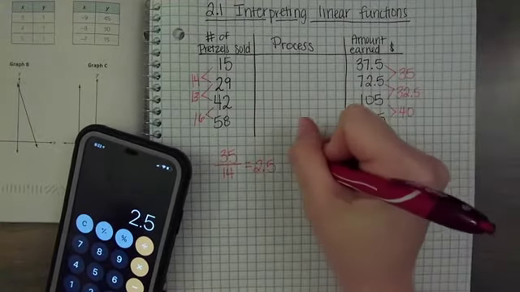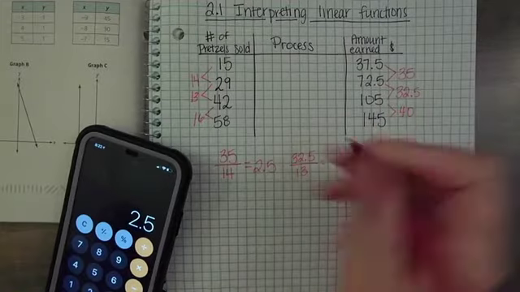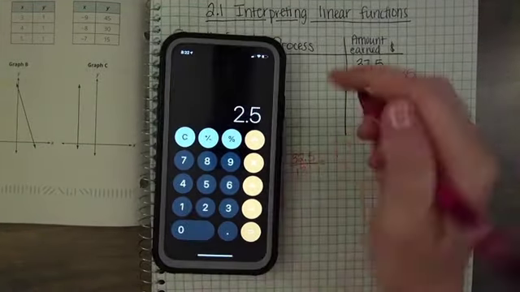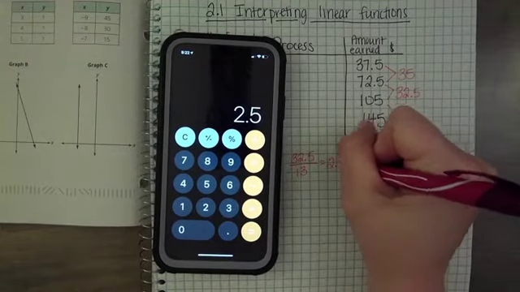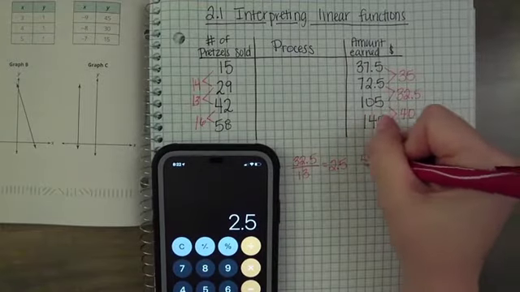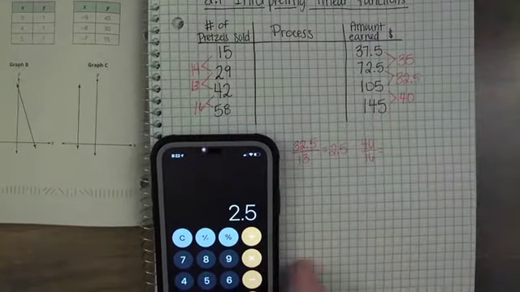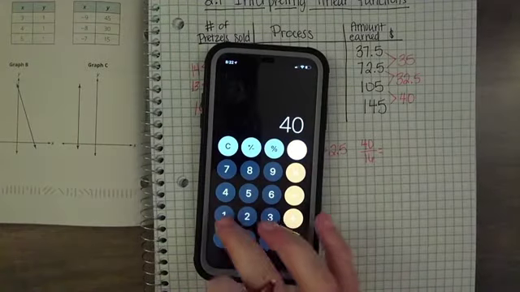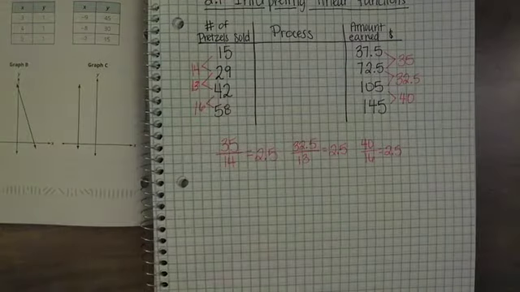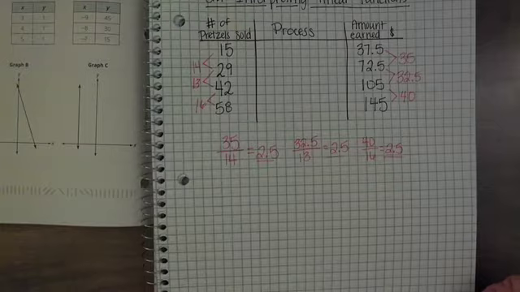Okay, let's do the next one. 32.5 divided by 13. 32.5 divided by 13 is also 2.5. And then 40 divided by 16. 40 divided by 16 is also 2.5. So if you look at those, they're actually all changing by the same amount.